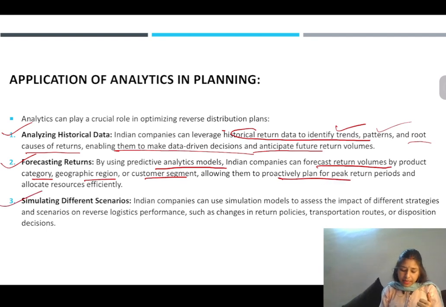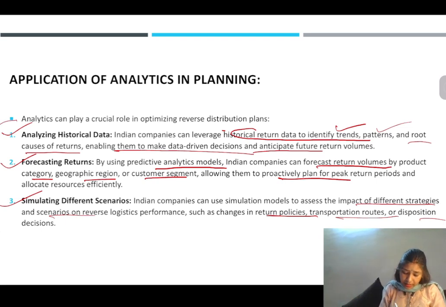Okay. Besides this, they can simulate different scenarios. So they can use simulation of different scenarios, meaning the simulation models that we have studied, in which we create different scenarios and then you choose based on the impact of different strategies and scenarios such as the return policies and transportation routes. So this can be hit and trial, mix and match to create strategy scenarios, and then with the help of simulation tools this can be done, the distribution planning can be done.